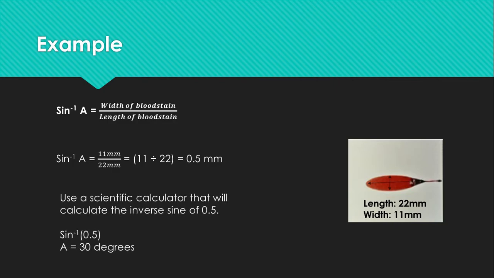And then using a scientific calculator, we're going to calculate the arc sine, or the inverse sine, of 0.5. So we would go to our calculator and input arc sine or inverse sine of 0.5. And when you put that in the calculator, you would see that you get an answer of 30, meaning this blood drop came from an angle of 30 degrees.